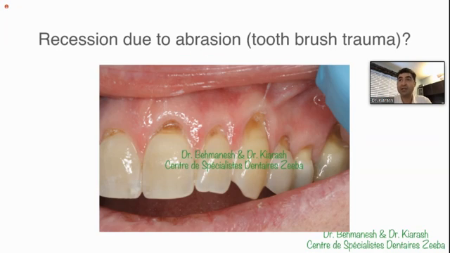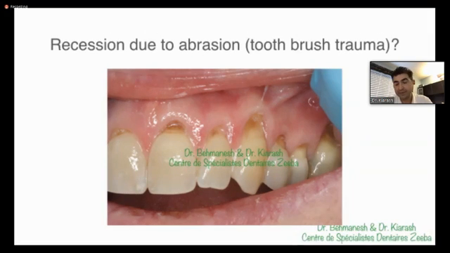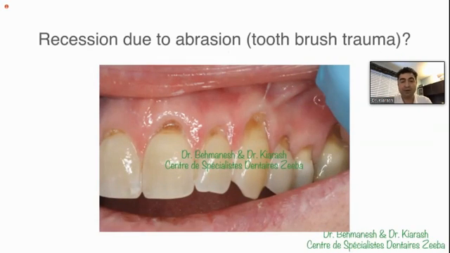People ask this question, can you brush away your gums? The answer is absolutely yes. But the tricky part is, when is it due to aggressive toothbrushing and when is it due to lack of toothbrushing, such as non-carious lesions, abfraction lesions, and so on. So one of the telltale signs is the gingival health around the recession.